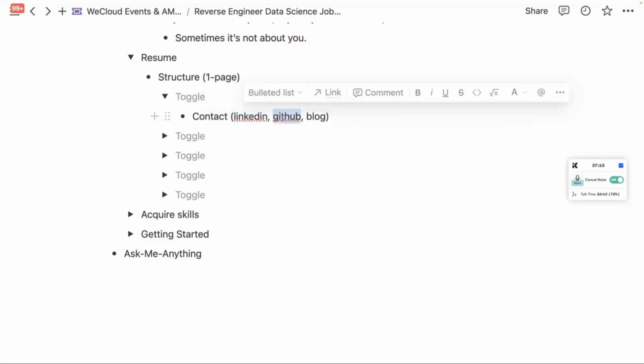Less than 50% definitely have GitHub links, and maybe 5%, 10% of those resumes have a blog post link. Should be less than 10%. Right? But I think having GitHub and blog posts, like Medium blogs, will be very helpful. These little things actually help you stand out, trust me.